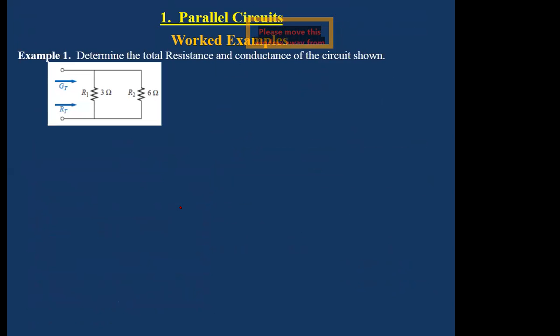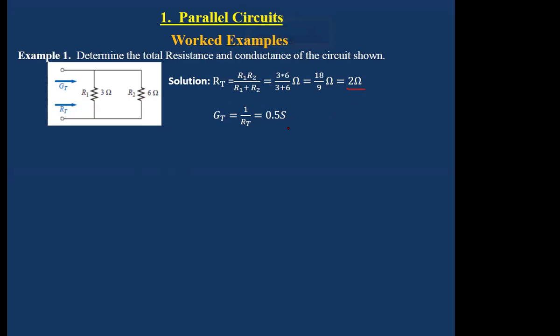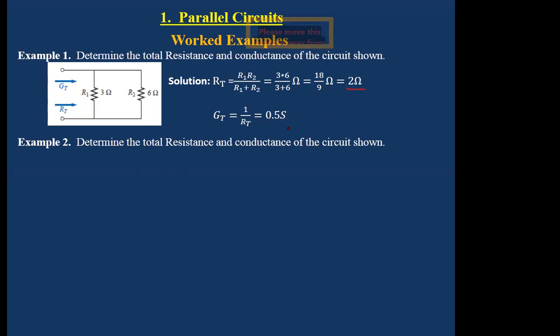An example: determine the total resistance and conductance of the circuit shown. So in that circuit, you realize that we have two resistors in parallel, 3 and 6, right? And we want to calculate the total resistance and the total conductance. So remembering that RT is R1 times R2 over R1 plus R2 for two resistors in parallel, then RT is equal to 2 ohms. Then conductance is 1 over RT, which means conductance GT will be equal to 0.5 Siemens, which is the unit of conductance as observed in the previous lecture.